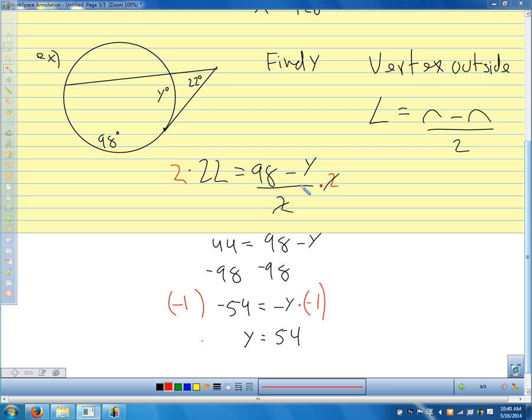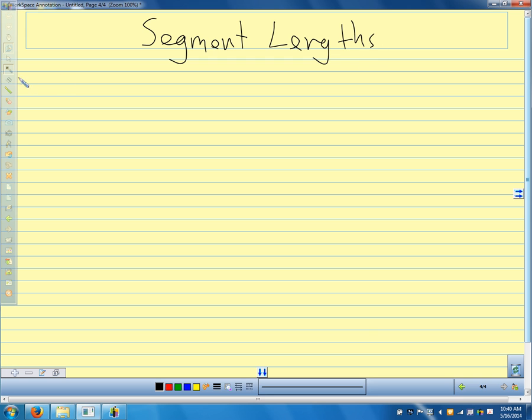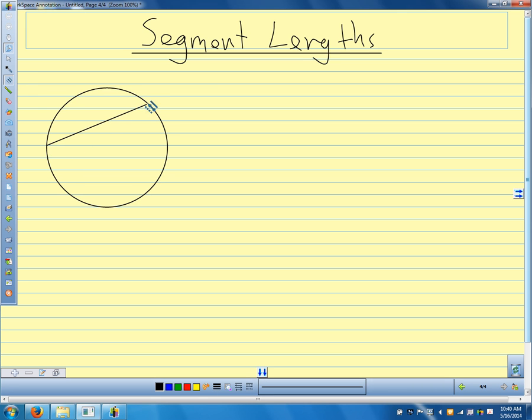All right. So now let's move from looking at arcs and angles to looking at the lengths of these segments that we get when we have our secants and tangents intersecting on circles. We're going to talk about segment lengths. We're going to talk about 3 different situations here. The first one is when we have 2 chords.